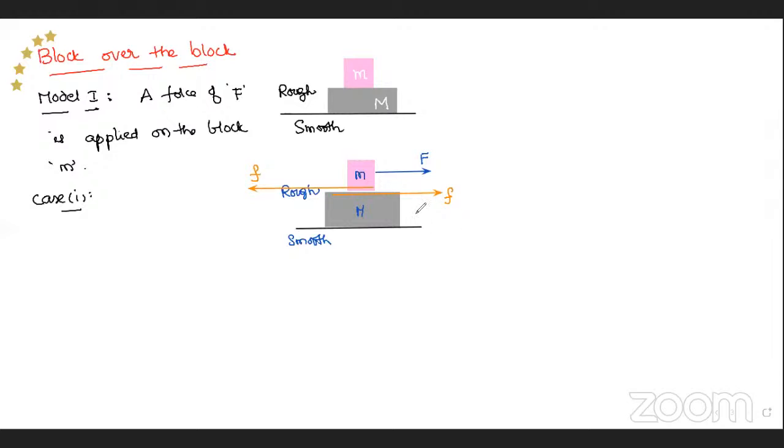Then in this case, suppose I ask whether both are moving commonly or not, what do you say first? Means they are moving commonly. Why? Because capital M is moving, and along with it the small m is moving commonly. But keep in mind, m is not sliding over capital M separately.